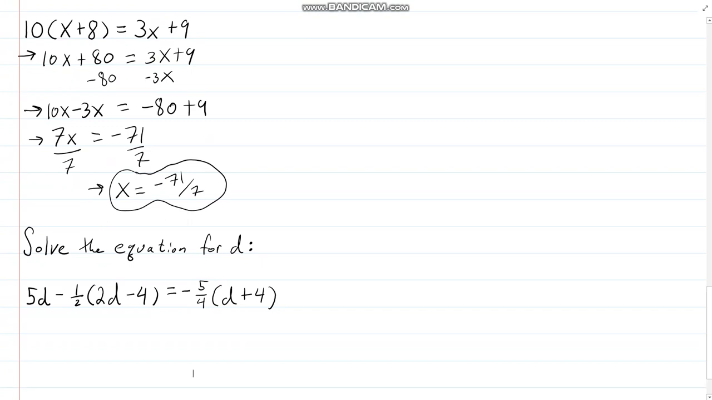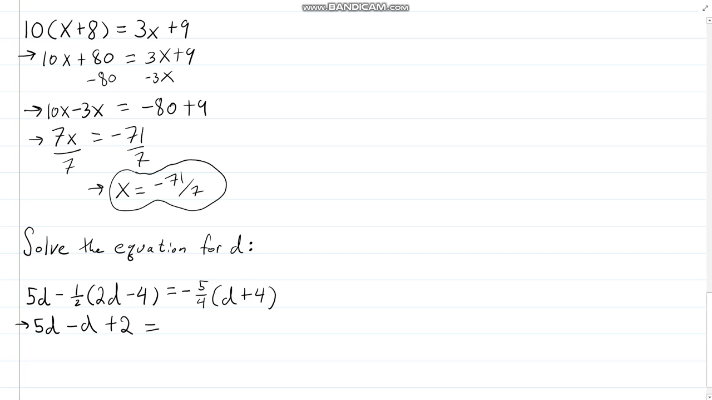Let's try this problem. So for this one, we're going to have to distribute quite a bit. I have 5d minus 1/2 times the group 2d minus 4 equals negative 5/4 d plus 1. All right, well, not much to do with 5d at the moment. Now, the negative 1/2 times 2d, that just becomes 2d divided by 2. So that's just negative d. And then we have negative 4 times negative 1/2. So that will become positive 2 because 4 divided by 2 is 2.